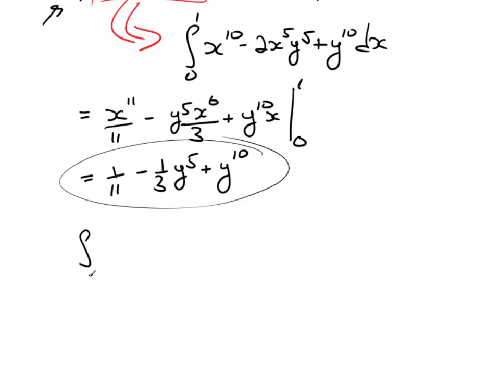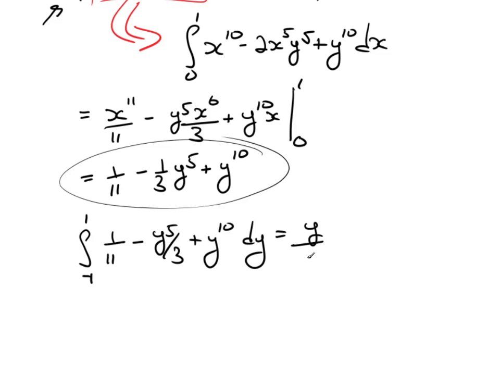So I'm going to integrate from -1 to 1 of 1/11 minus y to the 5th over 3 plus y to the 10th dy. And that's obviously going to be y over 11 minus y to the 6th over 18 plus y to the 11th over 11, and that is going to be from -1 to 1.